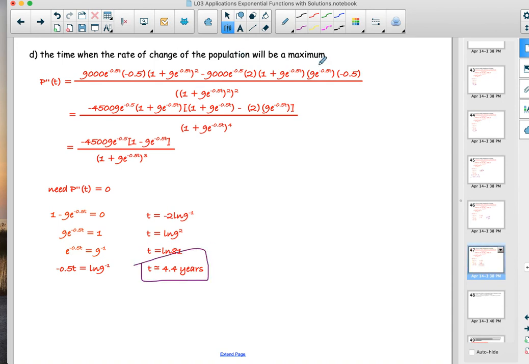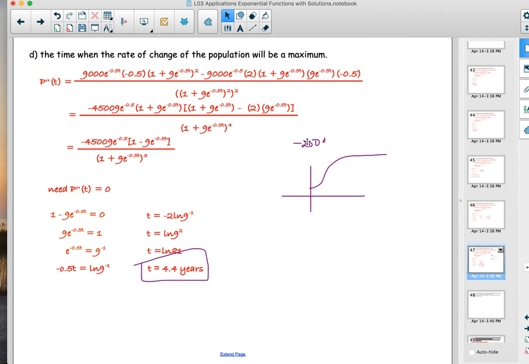So the rate of change will be a maximum at 4.4 years, and I did mention when we first started what the initial population was, 200. Then we're going to get an increasing rate of change followed by a decreasing rate of change. This is flattening out at 2,000, right? We've got a horizontal asymptote.